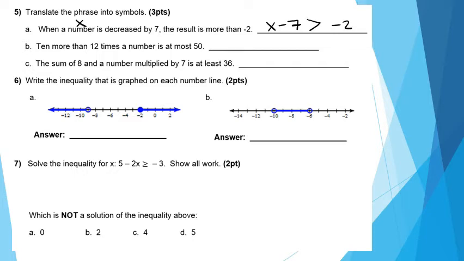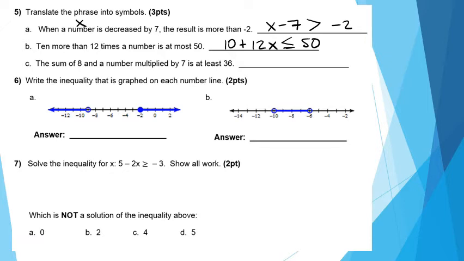For B, 10 more, so 10 plus 12 times the number, 12x, is at most 50. So it could be equal to 50. But it could also be less than 50 because it can't be bigger than that. So it should be less than or equal to 50.